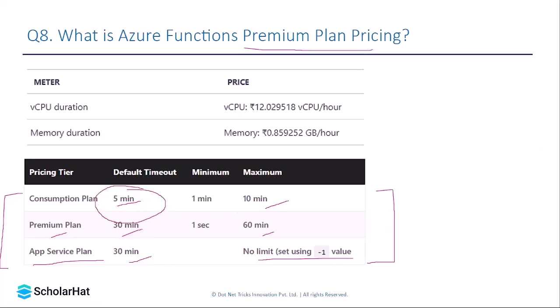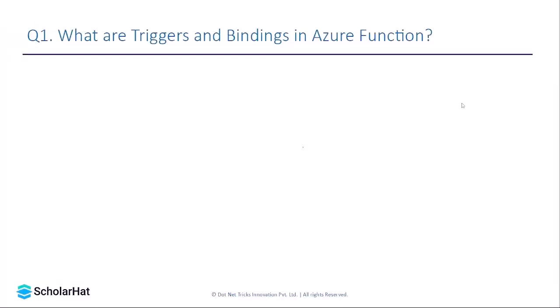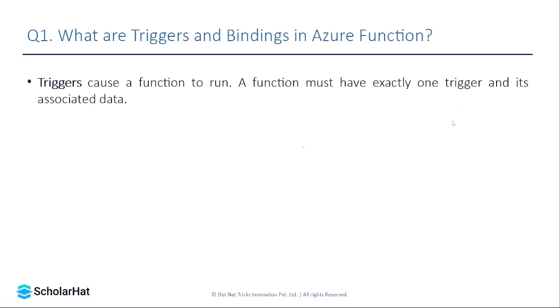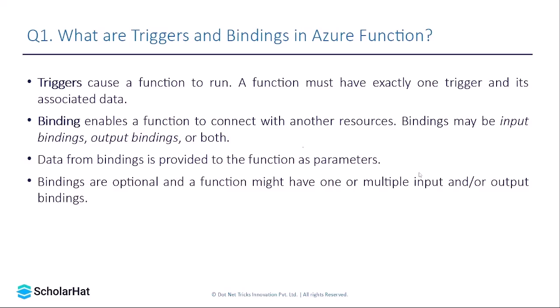Now let's move to the next topic, that is Azure function triggers and bindings. So what are triggers and bindings in an Azure function? A trigger causes a function to run. A function must have exactly one trigger and its associated data. A binding enables a function to connect with other resources. A binding may be an input binding, an output binding, or both. Data from a binding is provided to a function as a parameter, and bindings are optional, and a function might have one or multiple input and output bindings.